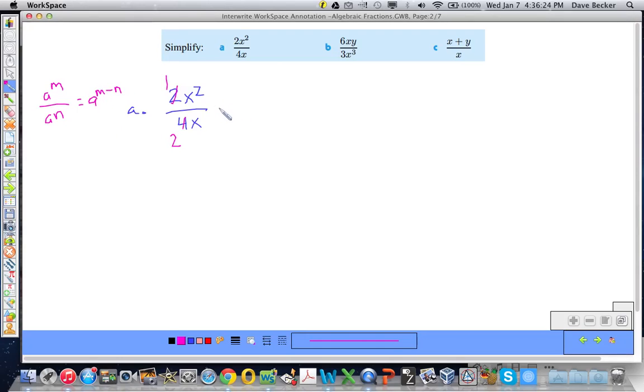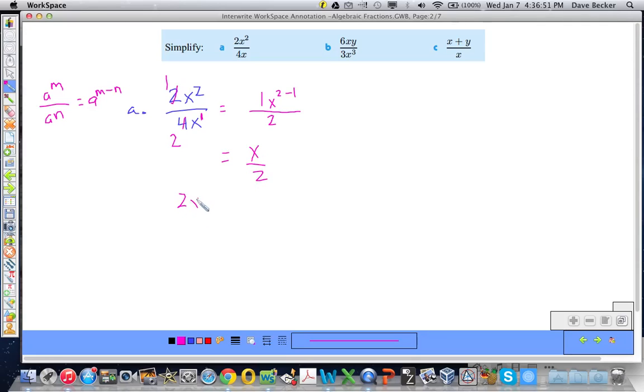So this is going to be equal to 1 over 2 times x squared over x, that's really a 1 there, so that's x to the 2 minus 1, which is equal to x to the first power, or x over 2.